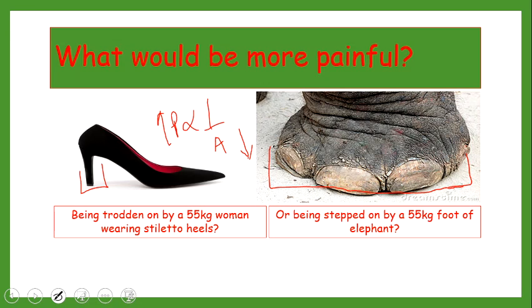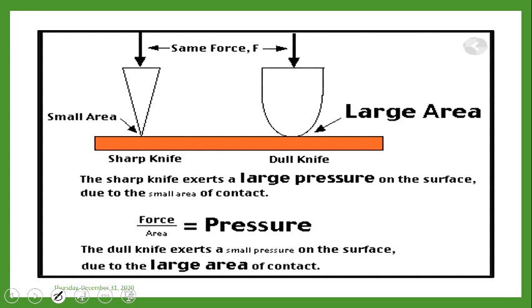It will be more painful when being stepped upon by a stiletto heel than by the foot of an elephant, even of mass 55 kilograms. And the second question that I asked earlier: why is it that a very sharp knife cuts better than a dull or blunt one?